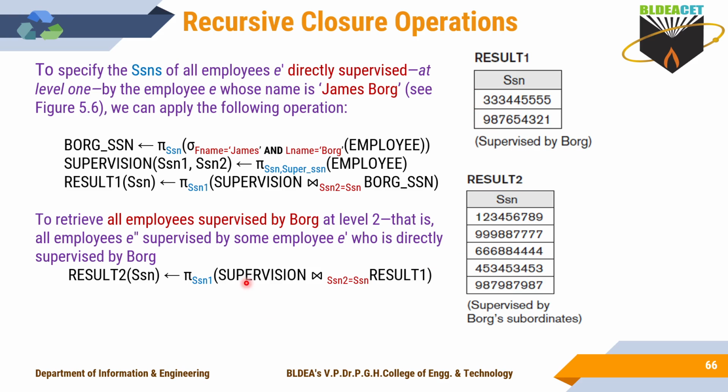So this is what we call a recursive closure operation. For the same relation, you are performing different operations, based on the different roles they play here, the employee role and the supervisor role. Based on that, if you want to perform some operation, that operation we call a recursive closure operation. Is it clear now?